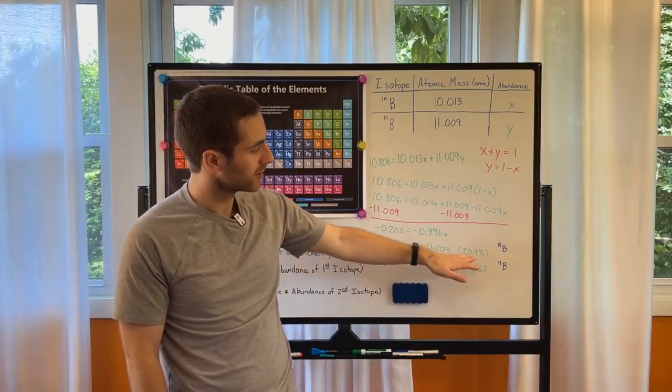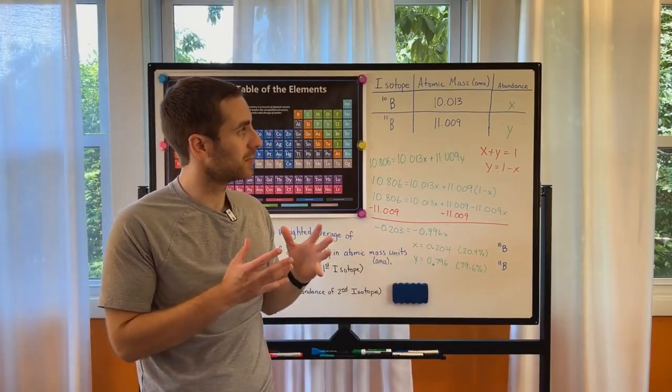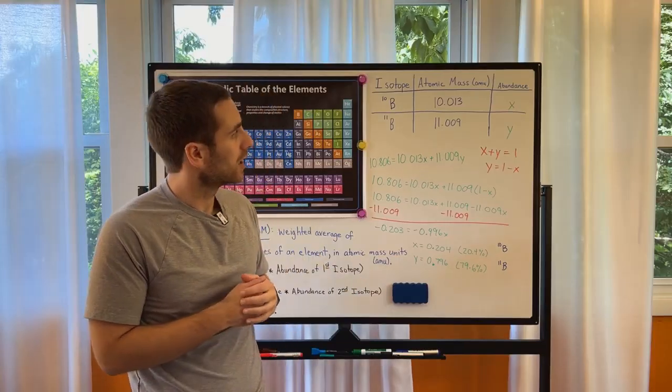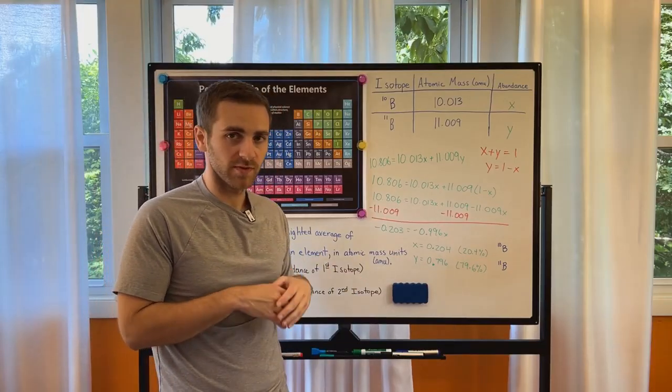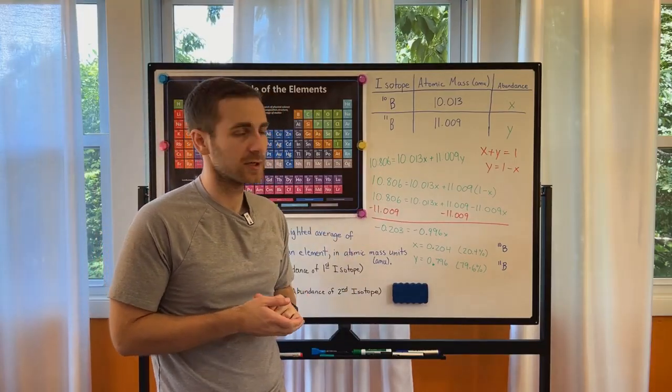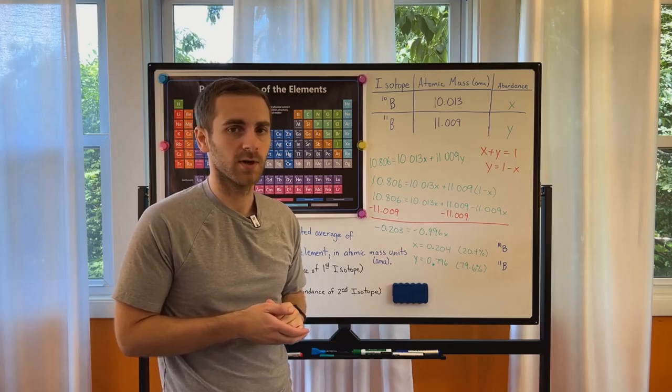So that's the process for finding the abundances of the isotopes of an element when you have just two naturally occurring isotopes of that element.